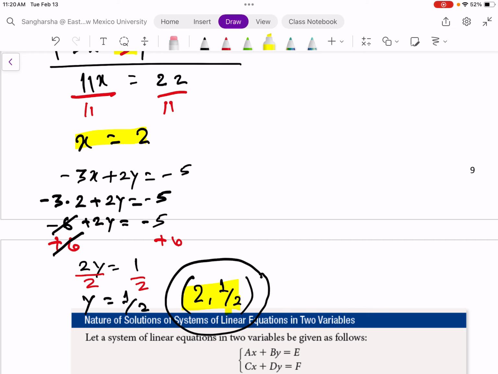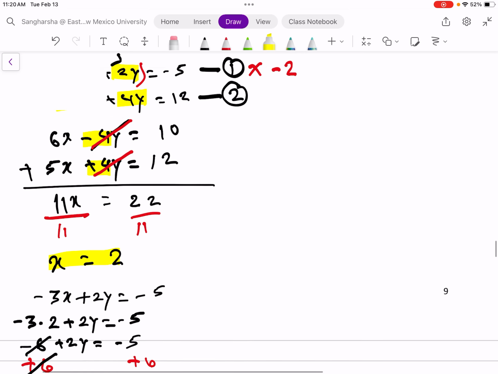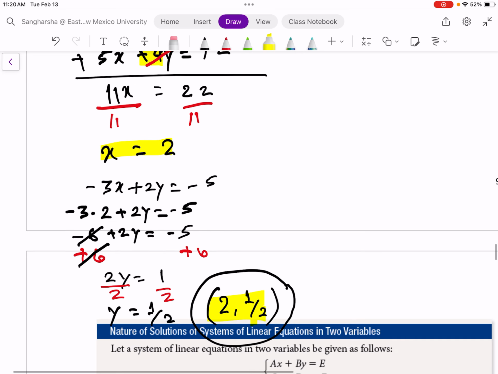So this is the elimination method. So you eliminate one variable. It doesn't matter what variable you eliminate. Okay. Do you have any question on this one? Okay. Now let's do the next example.